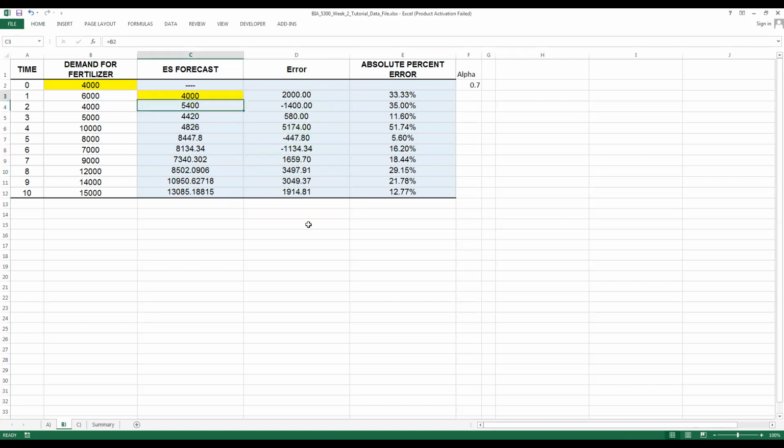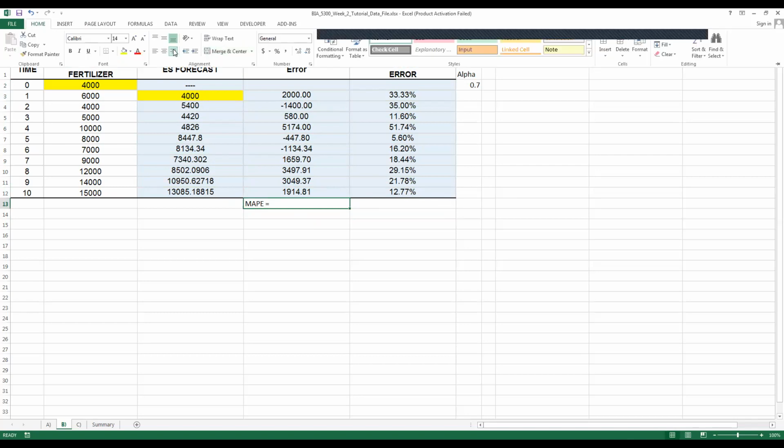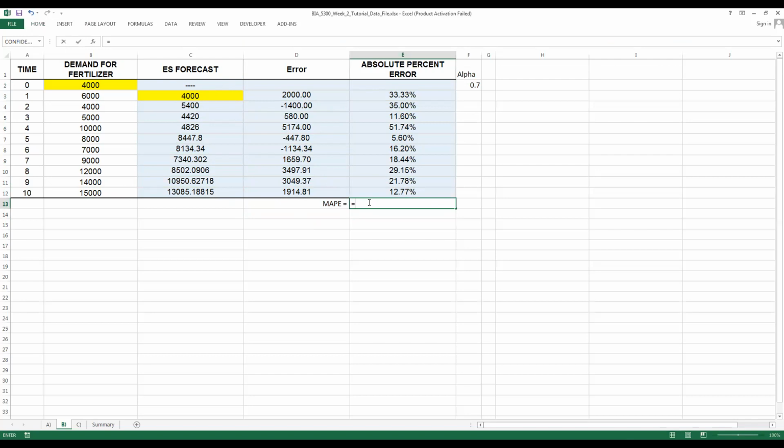Now I have my different forecasts and my actual values. I have all my errors. I have my absolute percent errors. And then for the MAPE, what's that going to be? Well, that's just going to be the average of the absolute percent errors. 23.56%.